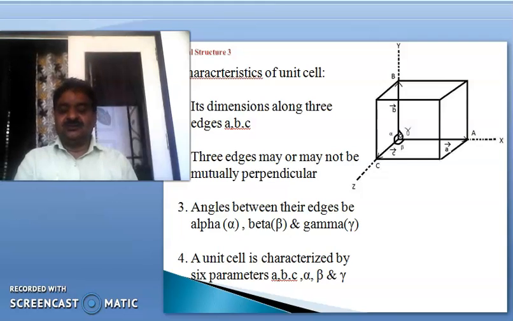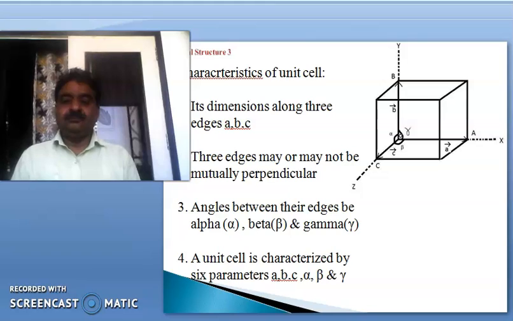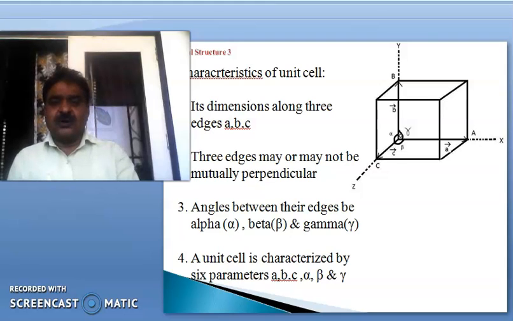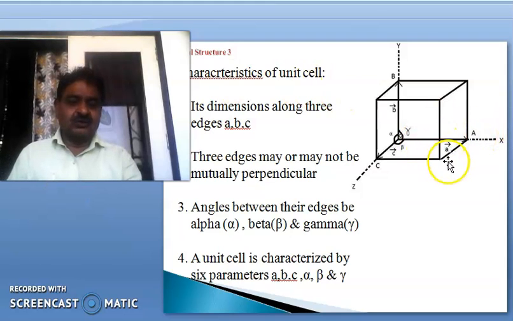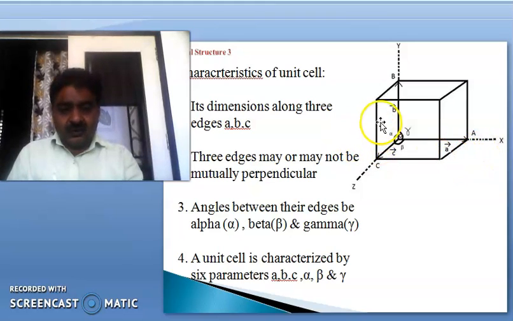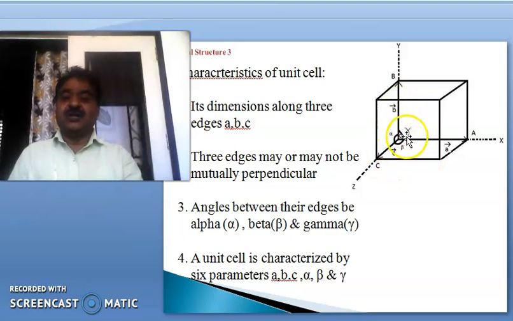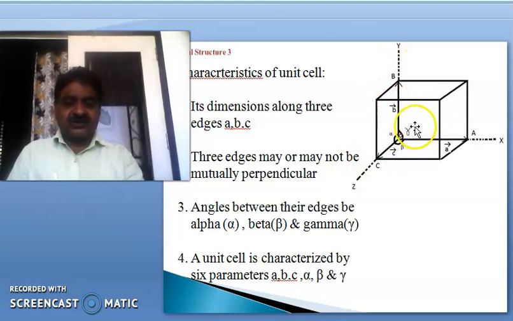Now let us turn towards the various characteristics of a lattice, I mean characteristics of a unit cell. What are the characteristics of unit cells? First point to remember: here it is shown, the x-axis is shown by vector A, the y-axis above it is shown by vector B, and the z-axis is shown by vector C in the figure. Carefully observe. The angle between the x-axis and y-axis is shown by a letter gamma, y and z by alpha, x and z by beta, and this is what? Gamma.